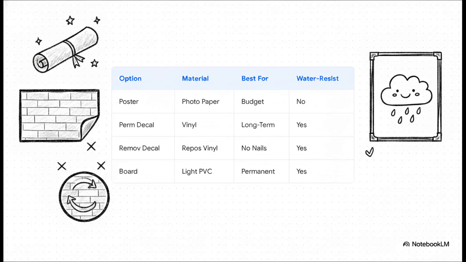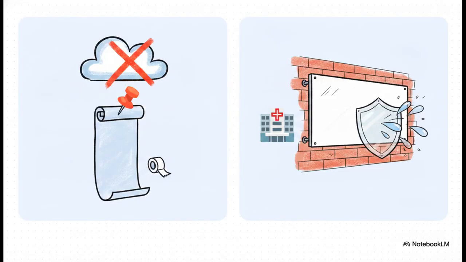Finally, the rigid dry erase board. Mounted on lightweight PVC, it arrives completely ready to hang for a clean, permanent display, and of course, it is entirely water-resistant. To simplify that matrix even further, let's just contrast your 2 main operational lanes.